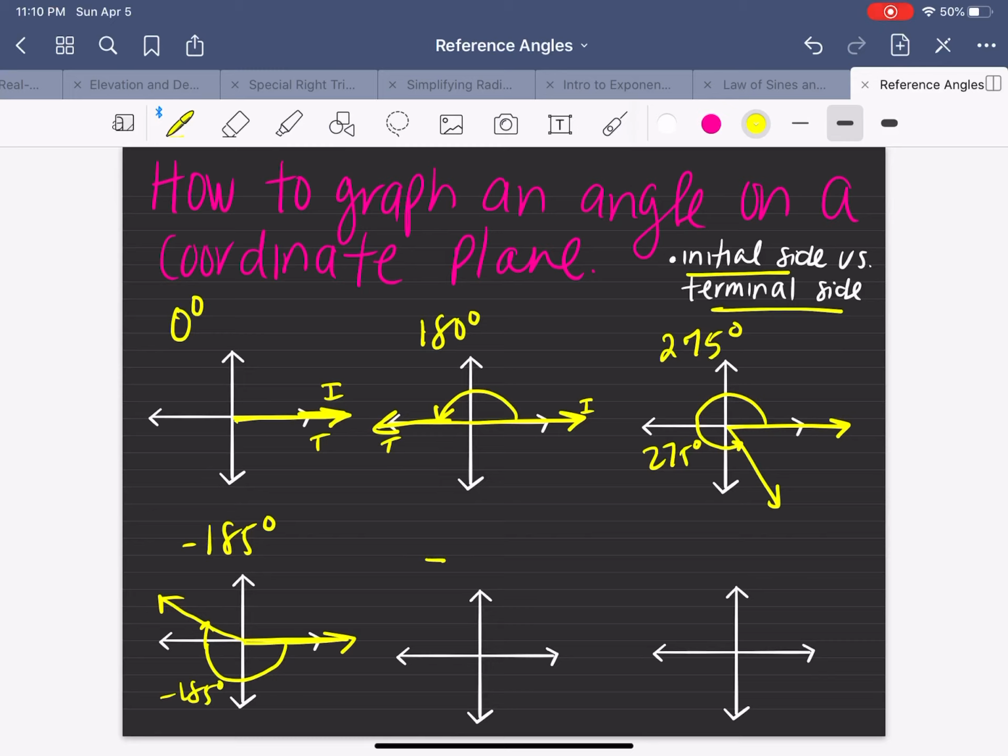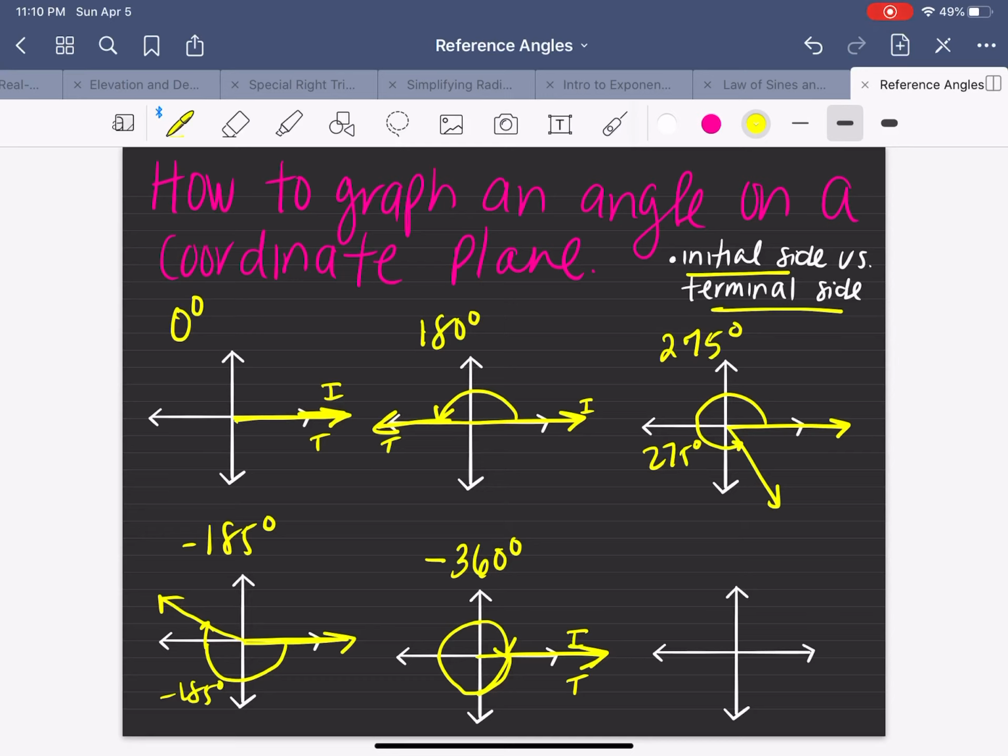Let's graph negative 360 degrees. Again, start at the initial side, which is always here. It's negative, so we're going to go clockwise. Negative 90, negative 180, negative 270. So negative 360 is right back here. So the initial side, again, is also your terminal side on this problem.